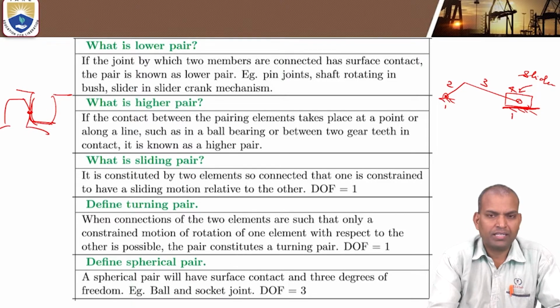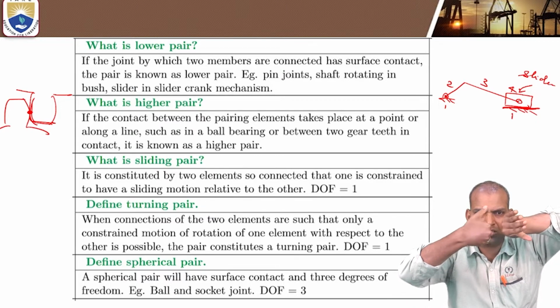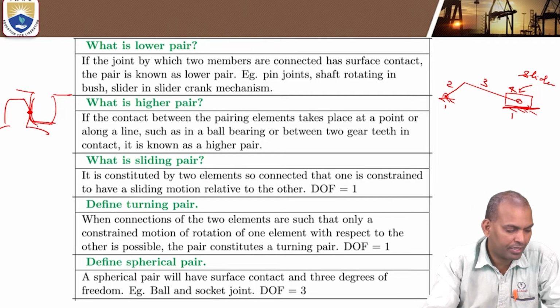It is the point contact. Two circular surfaces are in each other. It is a point contact. Then it transfers. That's why this pair is known as higher pair.